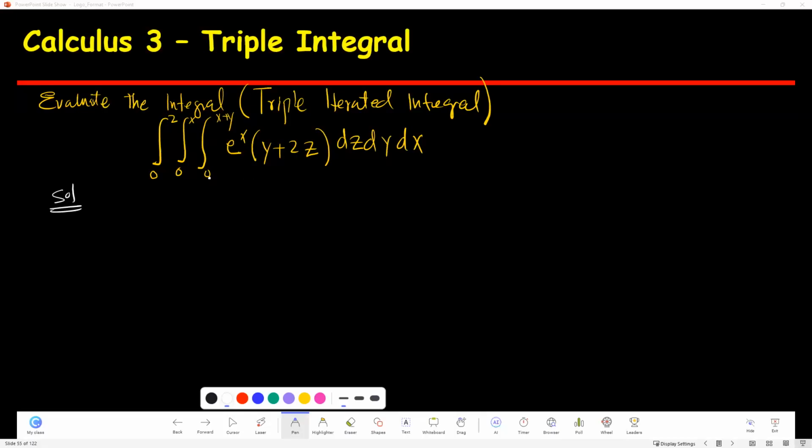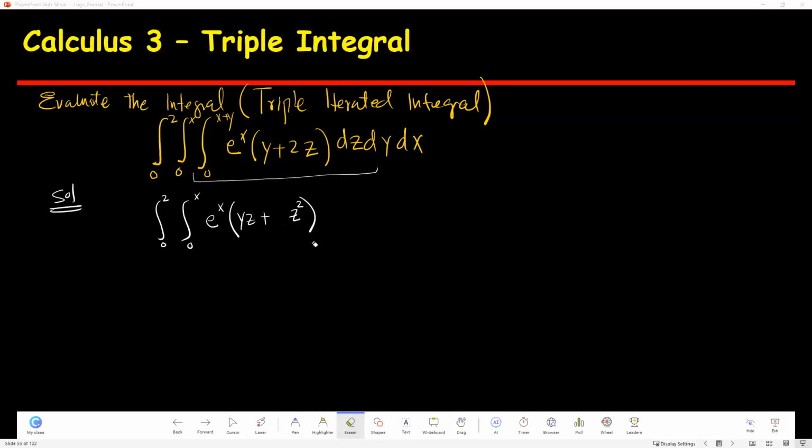So I'm going to be writing this one. So I'm going to be solving this part for dz. So it's going to be the integral of 2, 0 to x, and it's going to be exponential e^x, then yz plus 2 divided by 2 z squared. So I'm going to be just erasing them. Or 2 divided by 2 is 1. Yeah. And the limit is x plus y to 0. Then dy dx.